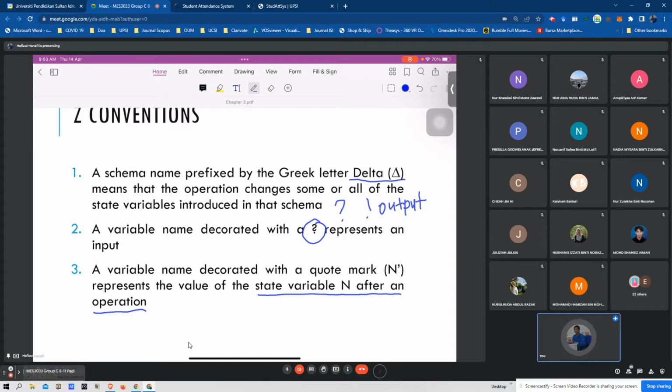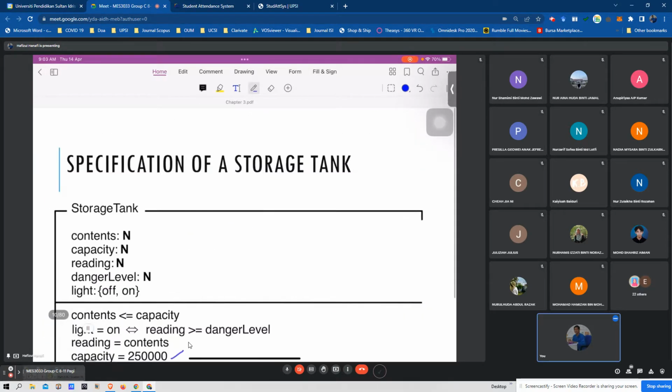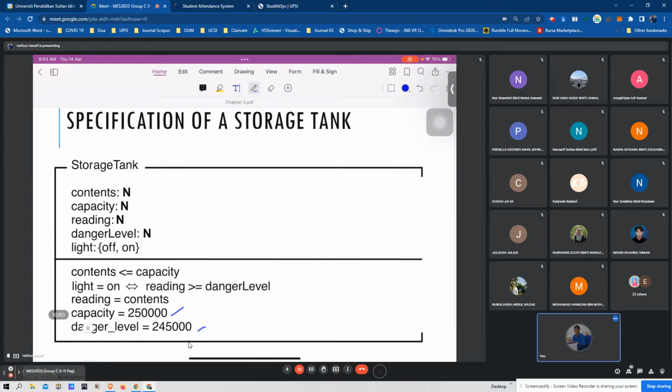And then we have the most fundamental operation, the use of the assignment that changes the state of the system. For example, like this. Capacity equal to 250,000.